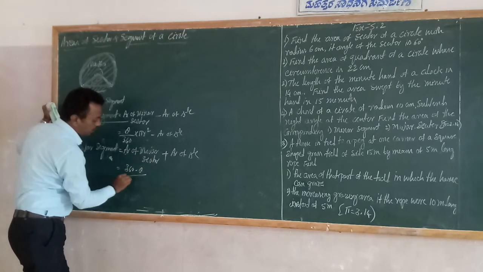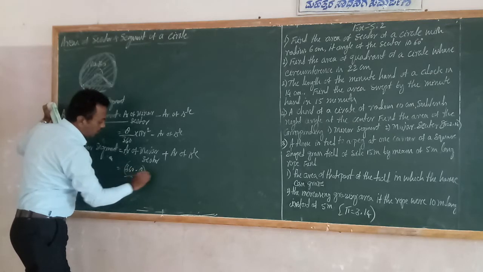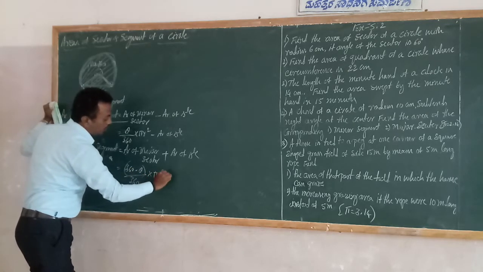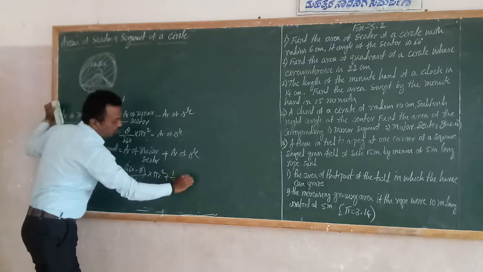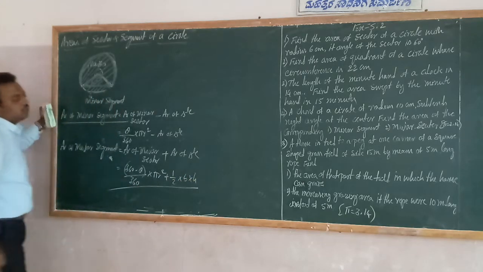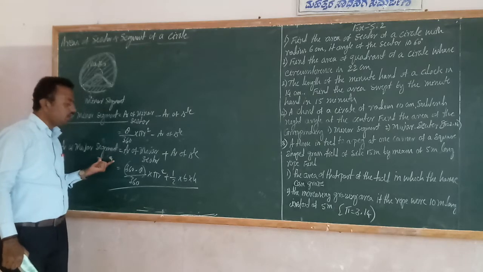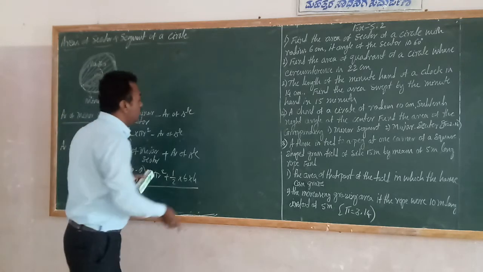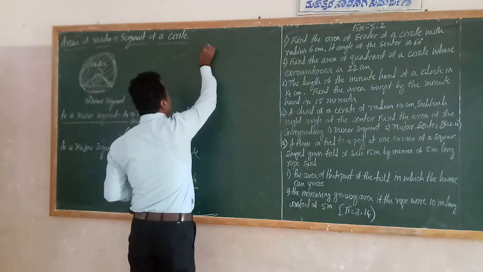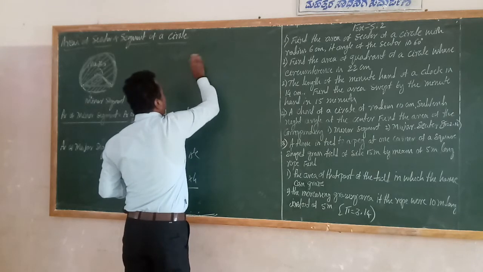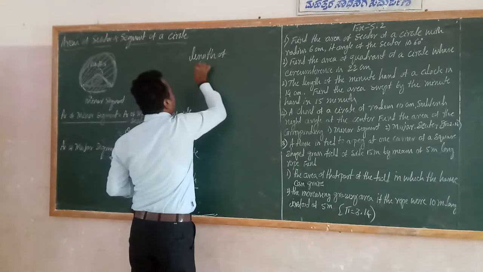360 minus theta by 360 into pi r square plus half into base into height, or Heron's formula. Anyone you should use. So this is the area of the minor segment and this is the area of the major segment. Are you understood? Yes. Now students, the length of the arc, the length of the minor arc.